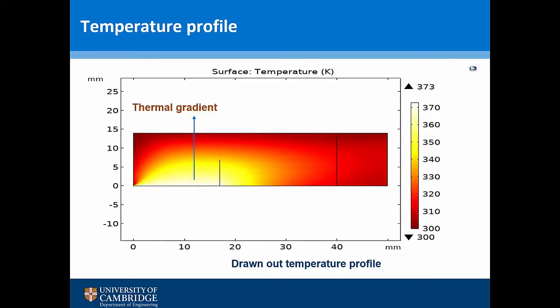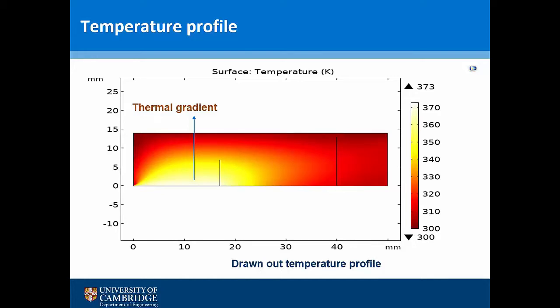But here, what we see is a temperature profile of the system, and you can see above the heater a drawn-out heater profile, essentially because of the flow of air through the system. The heater profile, which is supposed to be uniform on top of the heater, is drawn out because of the flow.